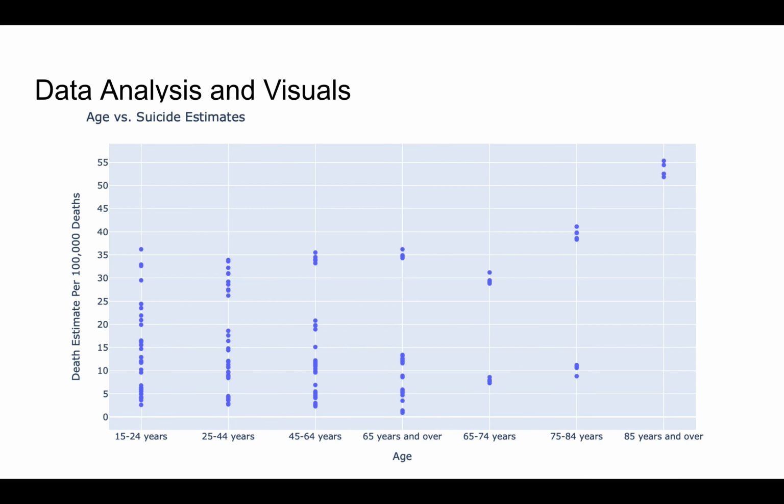And here are my data analysis and visuals. So this is my first one. It correlates age to death estimate per 100,000 deaths. And as you can see, as you get older, the death estimate definitely does increase. And for the younger ages, it's pretty variable. It has a larger spread.